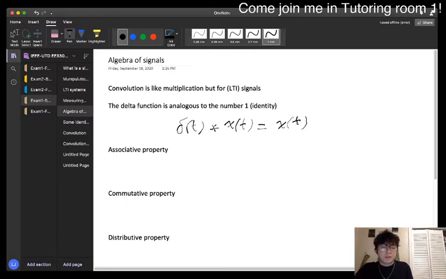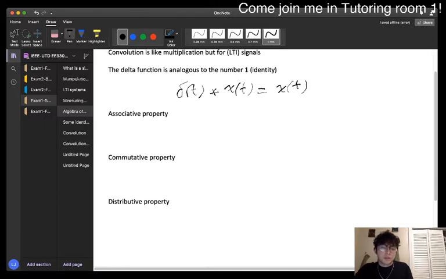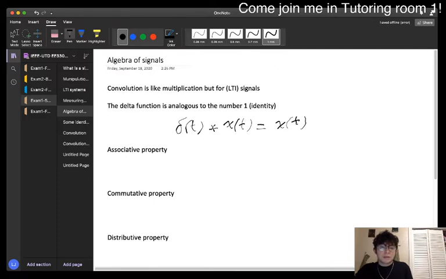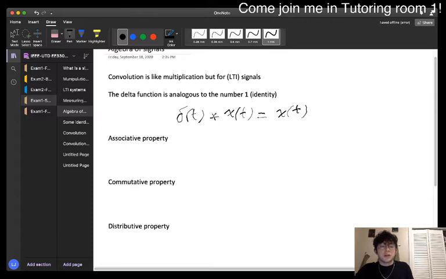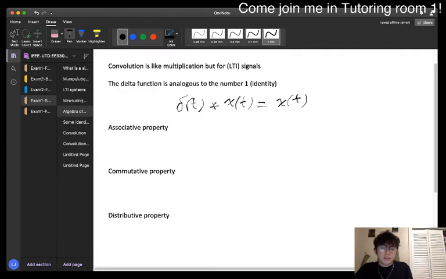That's like saying 1 times any number a is always a, or a plus 0 is always a. It's an identity element, and it's also what we call associative, so we can switch around the order. But one other thing I need to cover on the identity property: if we have a shifted delta function, delta of t minus a, and we convolve it with some signal x, then we'll get x of t minus a.